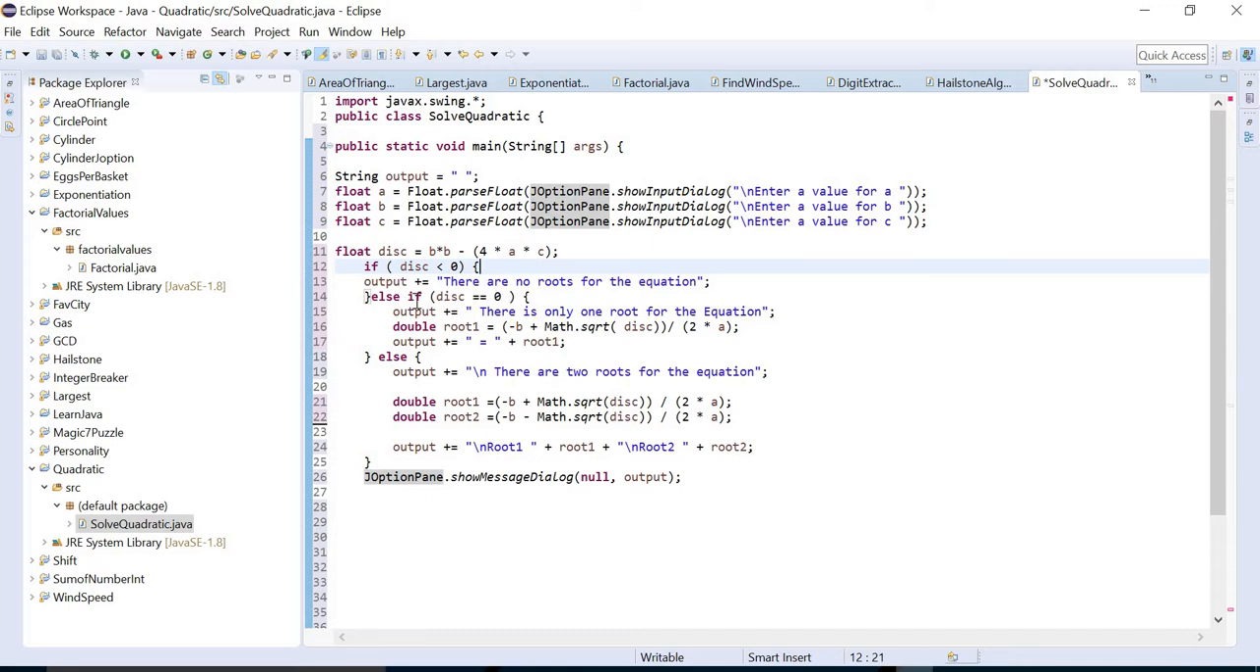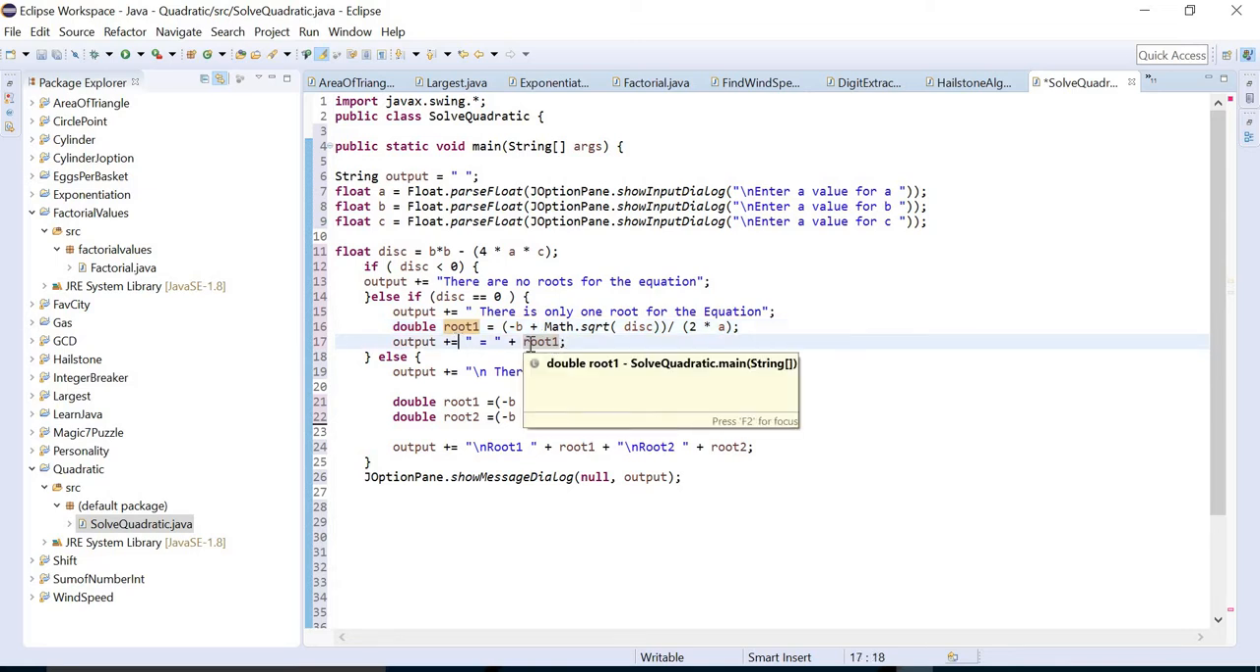Else, otherwise, the discriminant is equal to 0. In Java, you have to say equal equal. Just the way it's done. So if discriminant is equal to 0, there's only one root for the equation, and then you display that root, and that's going to be the plus. If discriminant is 0, use the plus, not the minus one of the quadratic. And then you display that root, root 1, in your answer. Output plus equals root 1.